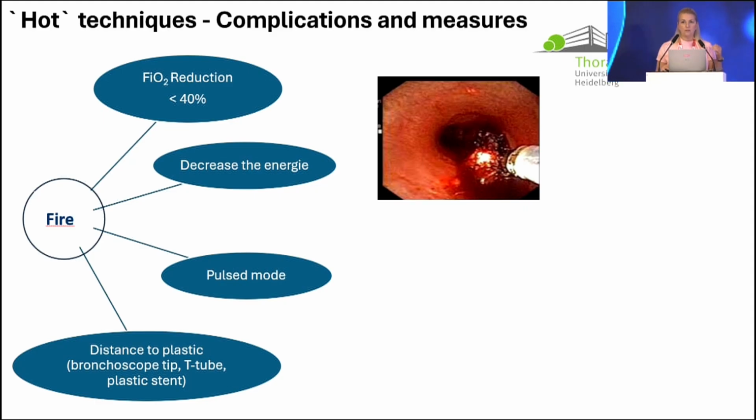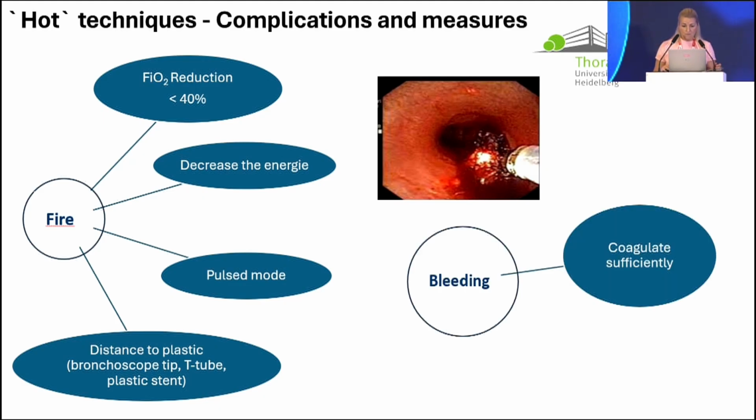We go at 30%. Safer, we feel safer with 30%. Decrease the energy. Pulse mode instead of continuous mode might help with this effect. And take good care of your probe and keep a good distance from the tube or the plastic stent, because this might also fire with the normal stents, the metal stents.